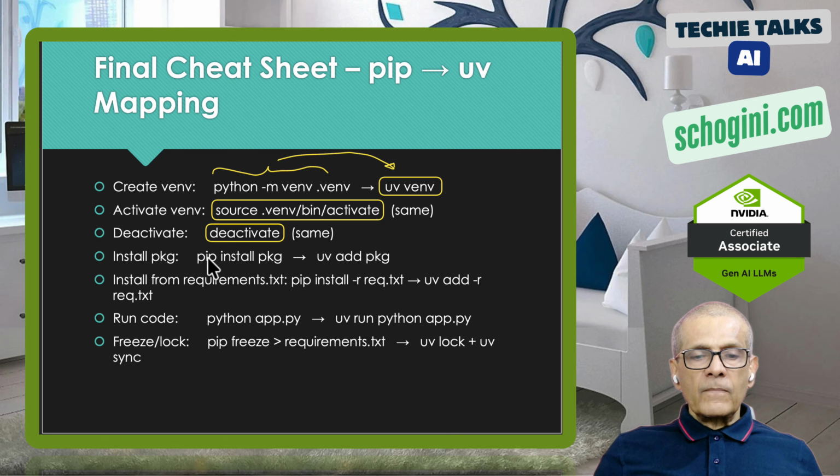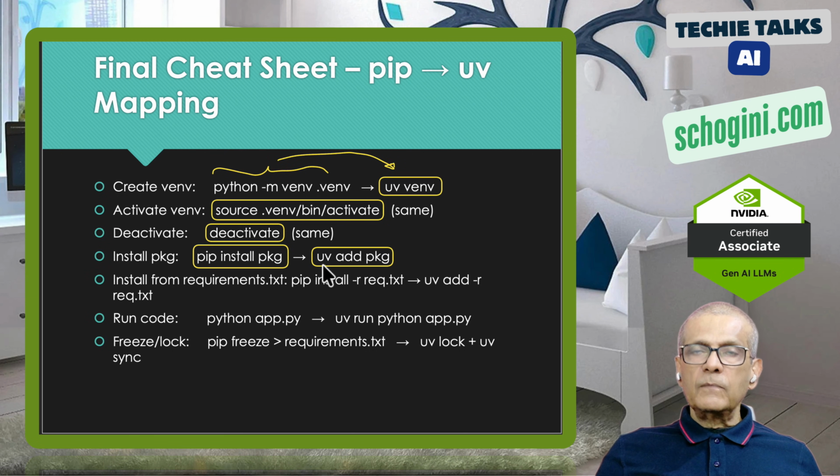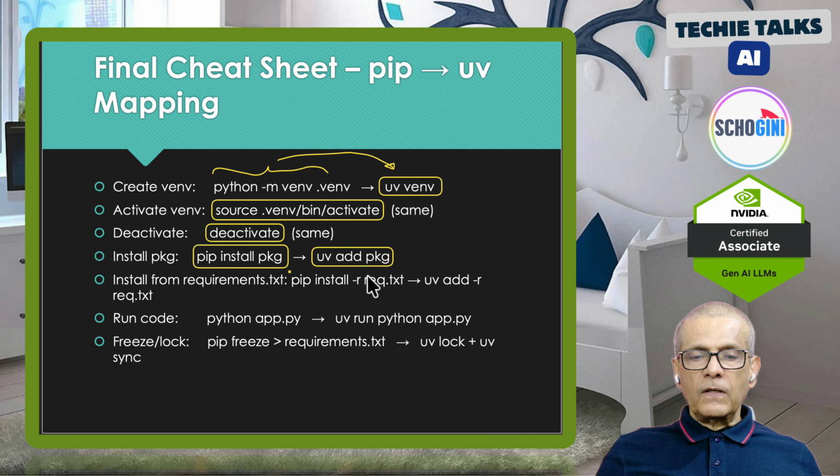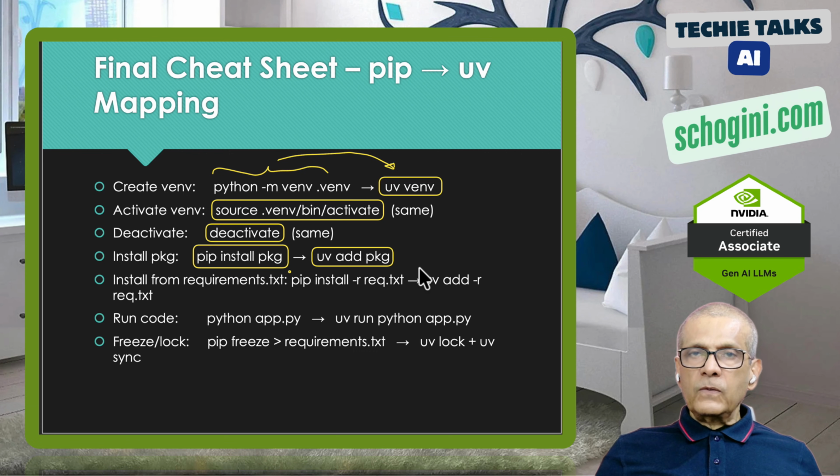And to install a package, when it comes to pip, we type pip install and the name of the package. Whereas in case of uv, we just type uv add package name. Now, to install from requirements.txt, we type pip install -r and the file name. Whereas in case of uv, it is similar, uv add -r.